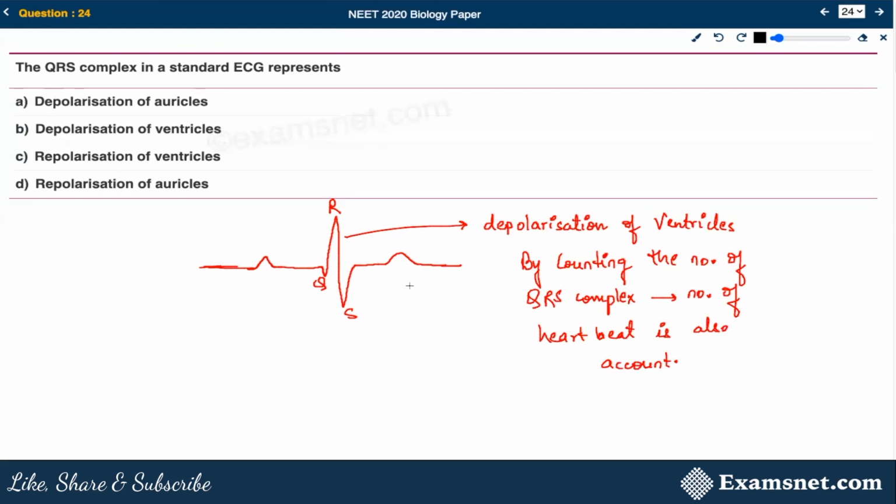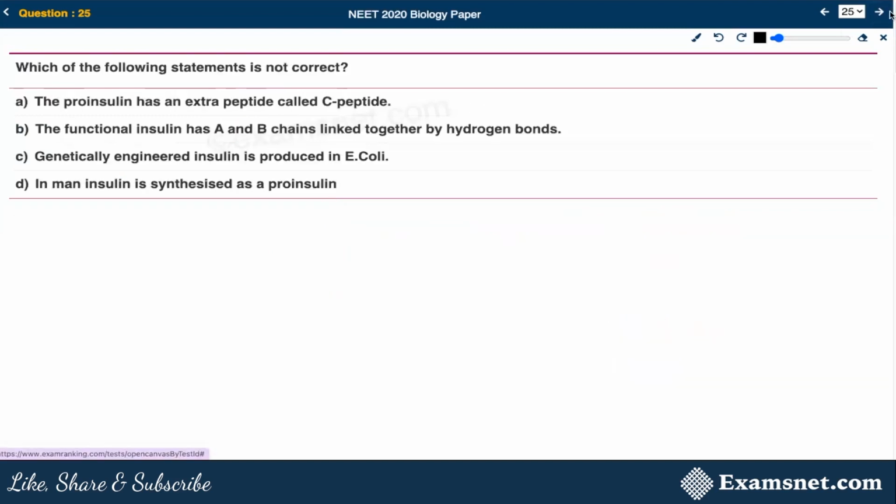All right. So this is the case. Now, next move on. Out of all the options that you have seen, the option will be option B. That is the correct answer. All right. Now, the next question is that you have to find out the incorrect statement. That means the statement which is not correct. So which of the following statements is not correct?